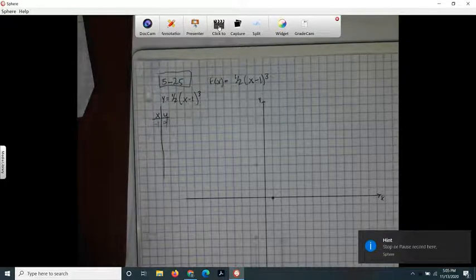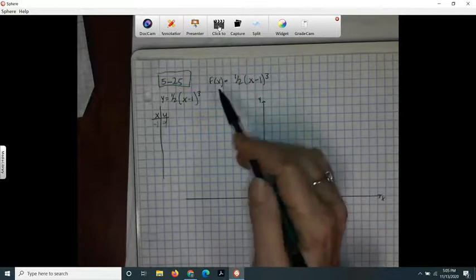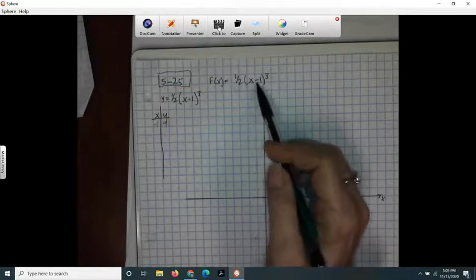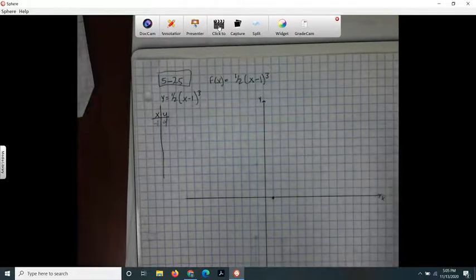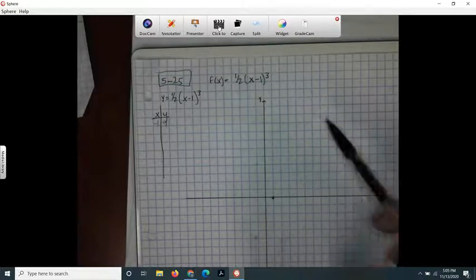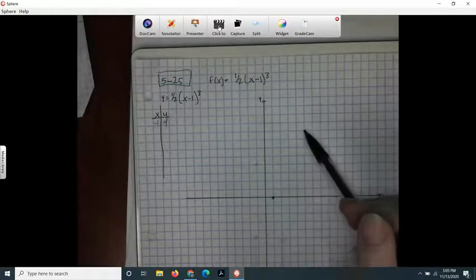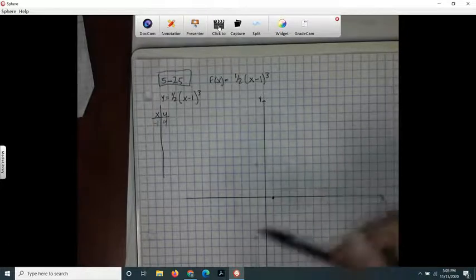This is Integrated 3, problem 5-25, and it wants me to graph f of x equals 1/2 (x minus 1) cubed, and its inverse on the same set of axes. So I'm going to graph this function on my graph paper, and then I'm going to find its inverse and graph that also on the same set of axes.